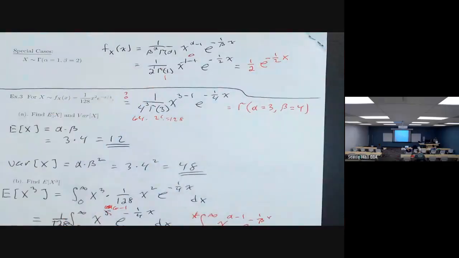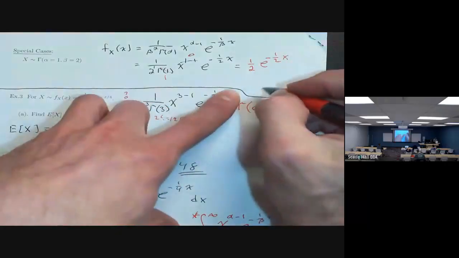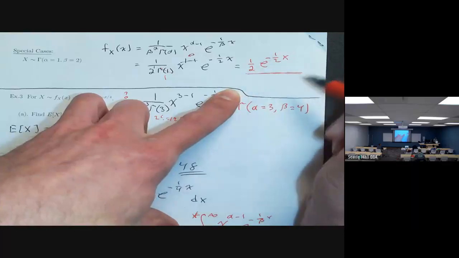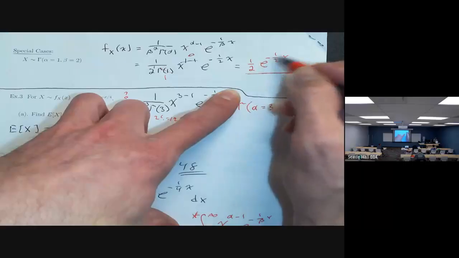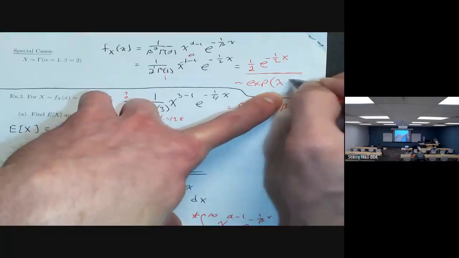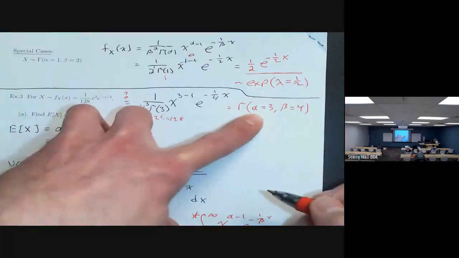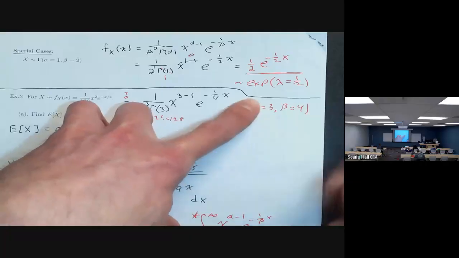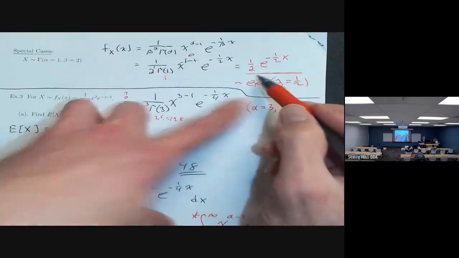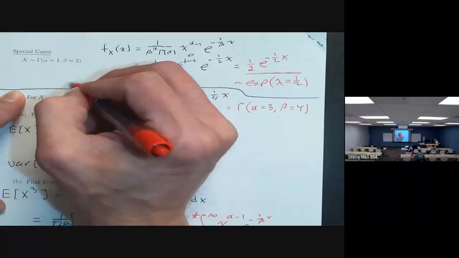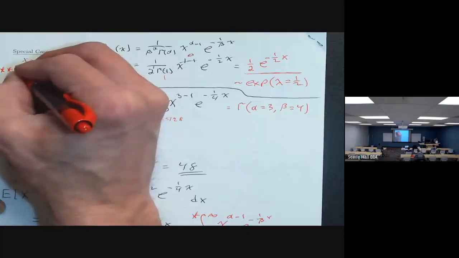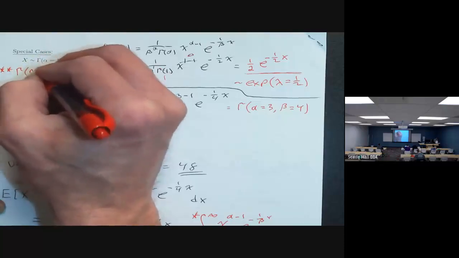Hold on, that looks familiar. What does it look like? One half e to the negative 1/2 x. That's actually an exponential where lambda is equal to 1/2, or beta is equal to 2, because lambda times e to the negative lambda x is an exponential. This holds for any value of beta, assuming alpha is 1. Beta was generic here. So the real math fact is that a gamma with an alpha of 1 is just an exponential distribution.